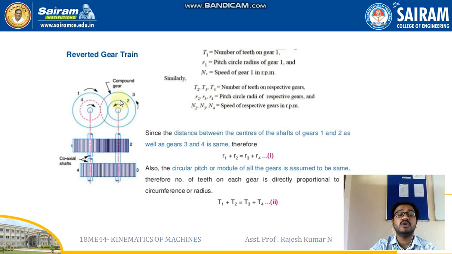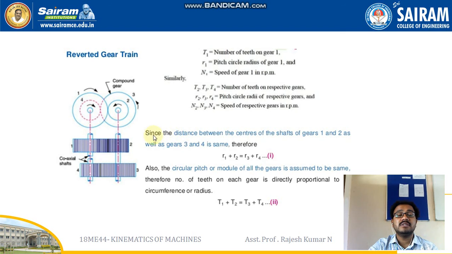Similarly, let me consider gear 2, gear 3 and gear 4: N2, R2 and T2 for gear 2, N3, R3, T3 for gear 3, then N4, R4 and T4 for gear 4. So T2, T3, T4 are the number of teeth on the second, third and fourth gears, and R2, R3, R4 are the pitch circle radii of the second, third and fourth gears. Then N2, N3, N4 are the speeds of the second, third and fourth gears.